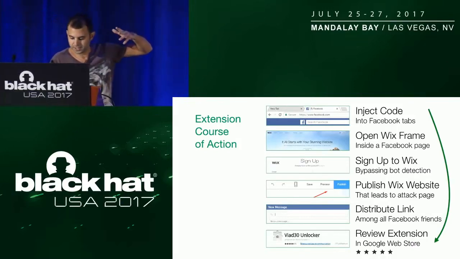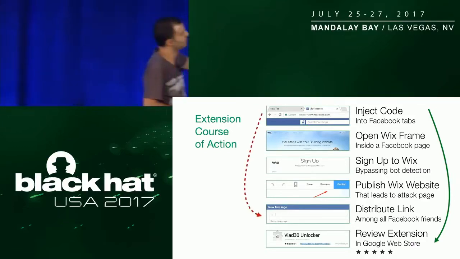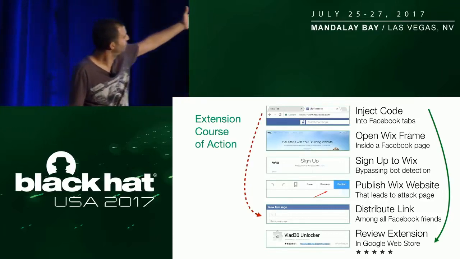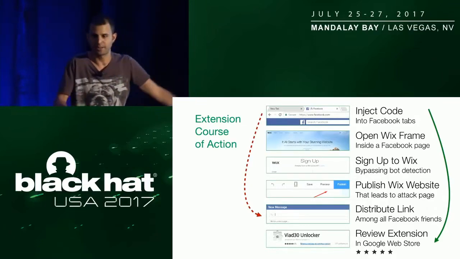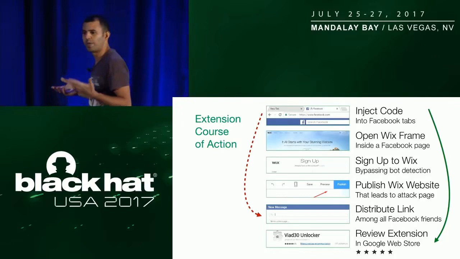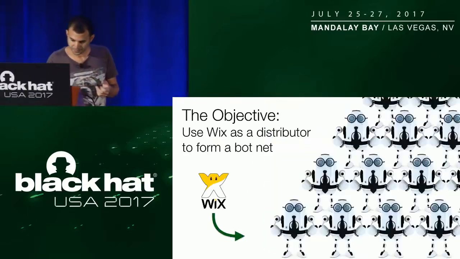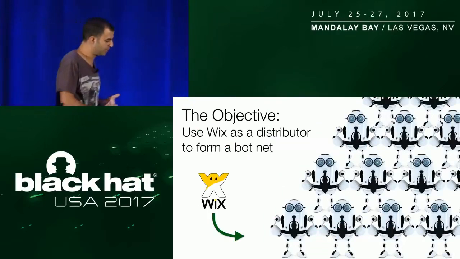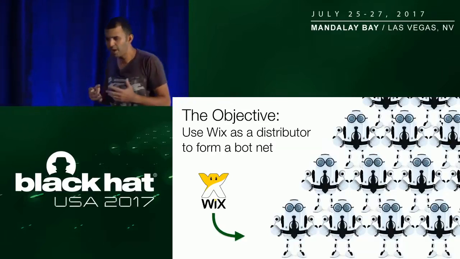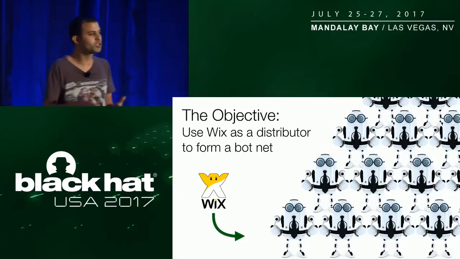But my question here is, why would the attacker even need Wix in this campaign? I mean, can't he just inject code into Facebook and then distribute the link to his attack page to the friends of the victims? Why would he need Wix on the way? So the answer here is that Wix was used to distribute the malware, and the whole role of Wix in this campaign was to supply disposable URLs.